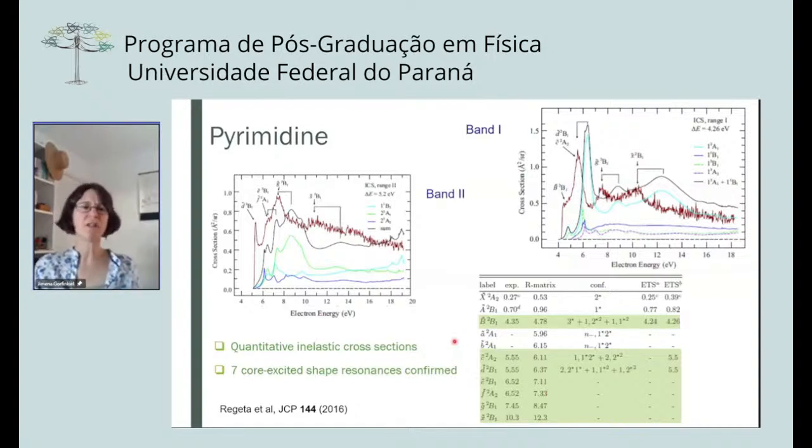So these gave us a lot of confidence that even for these molecules that have 42 electrons, we can do calculations that are quantitatively accurate. Now, I've told you about these and about the interest in terms of biological radiation damage and so on.